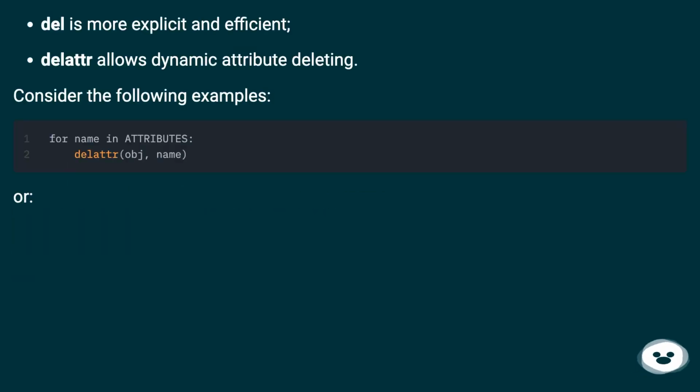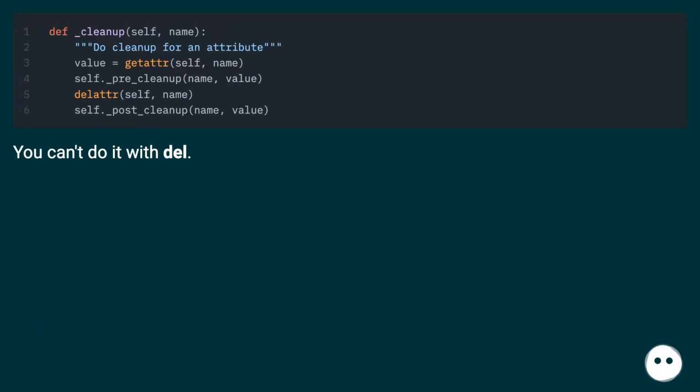del is more explicit and efficient. delattr allows dynamic attribute deleting. Consider the following examples. Or, you can't do it with del.